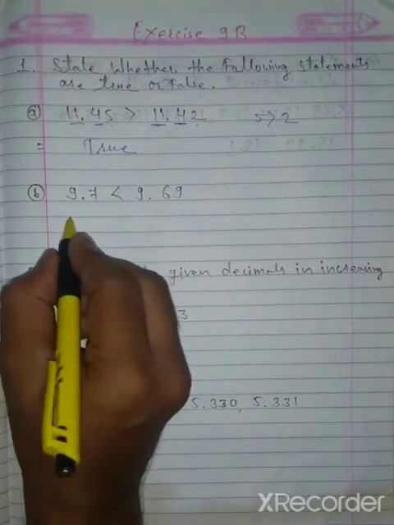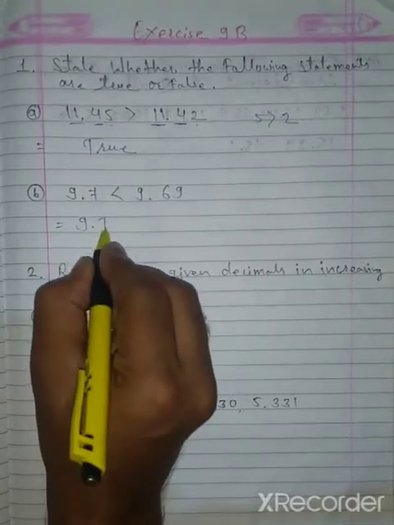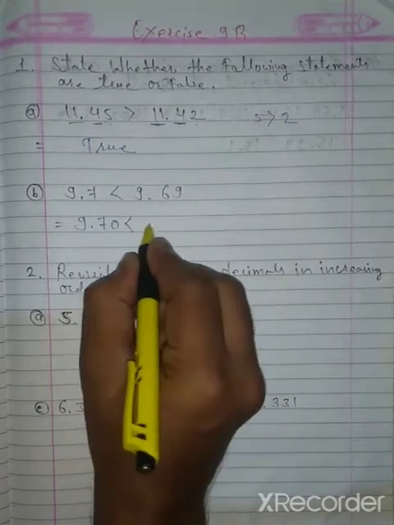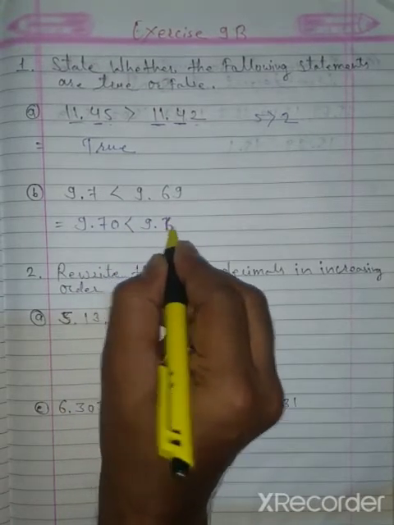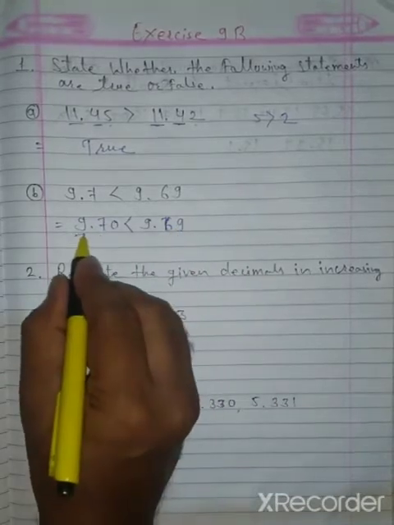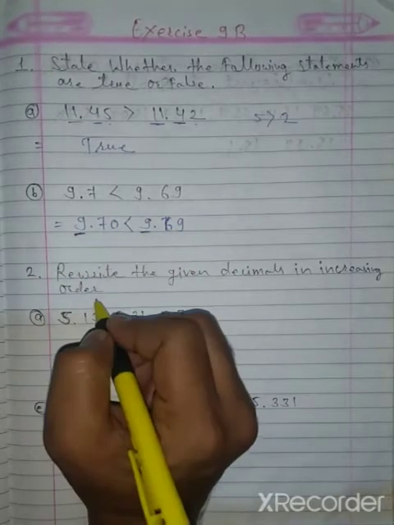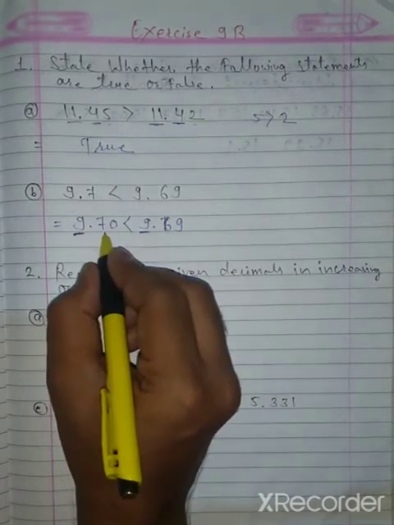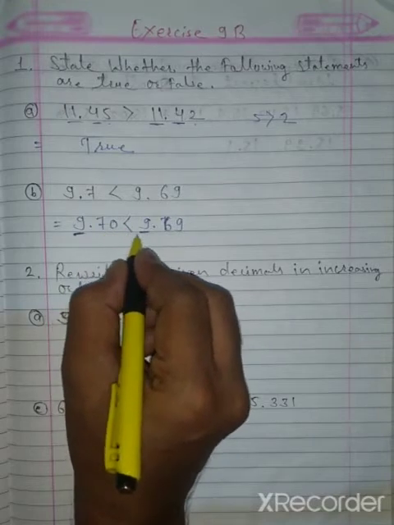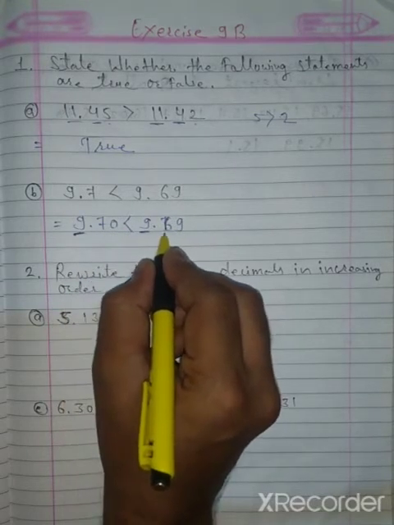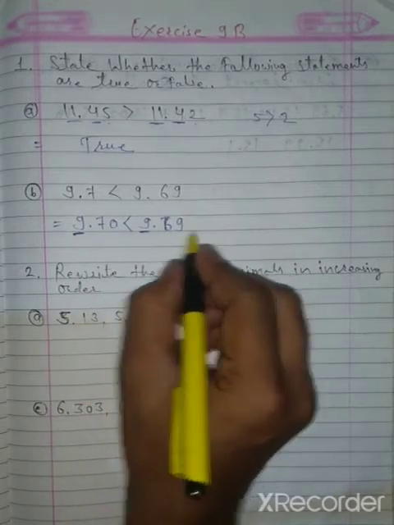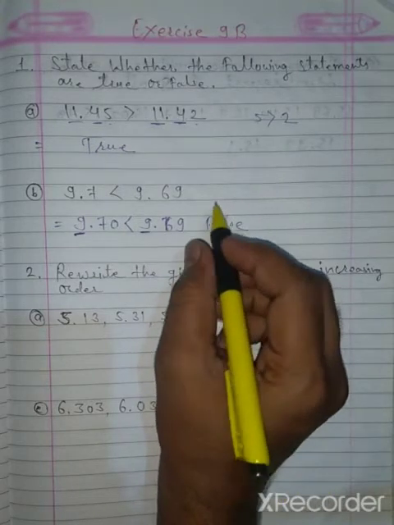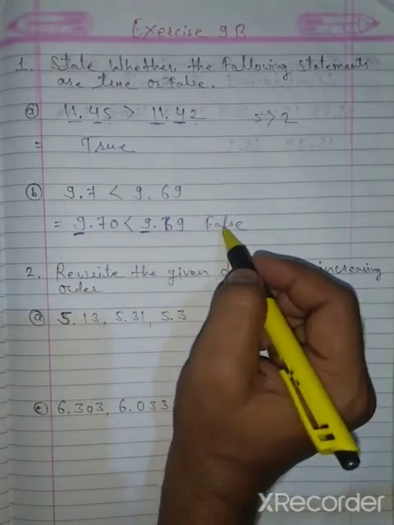Now the second one: 9.7 is less than 9.69. Here we will convert into like decimals first. For 9.7, the decimal places are 2, so we will put 0 here, 9.70, and compare with 9.69. First check the whole number, 9. Now the decimal part, 7 and here 6, so 9.70 is not less than 9.69. So this statement is false. With the help of this method you can solve all the questions.